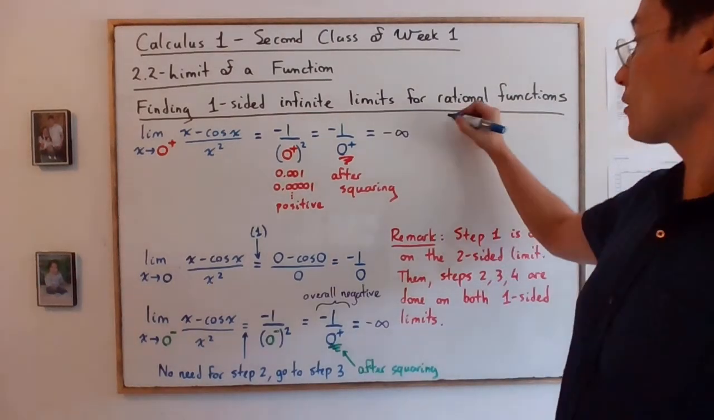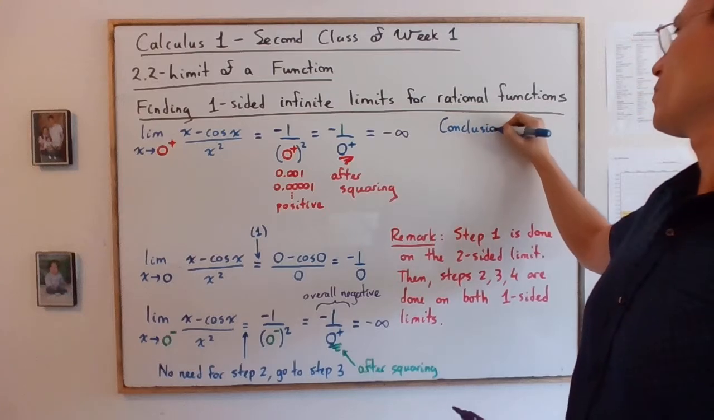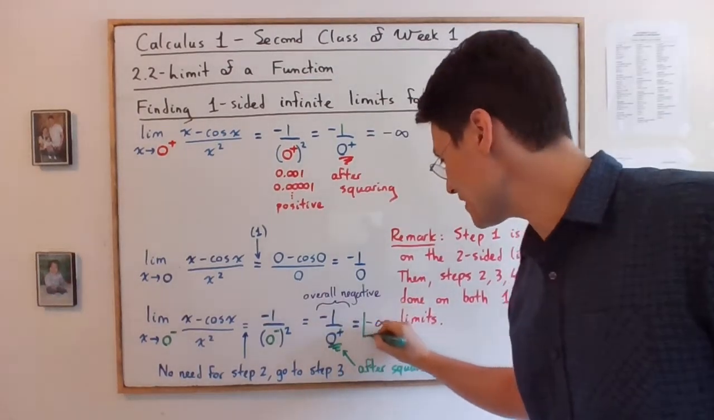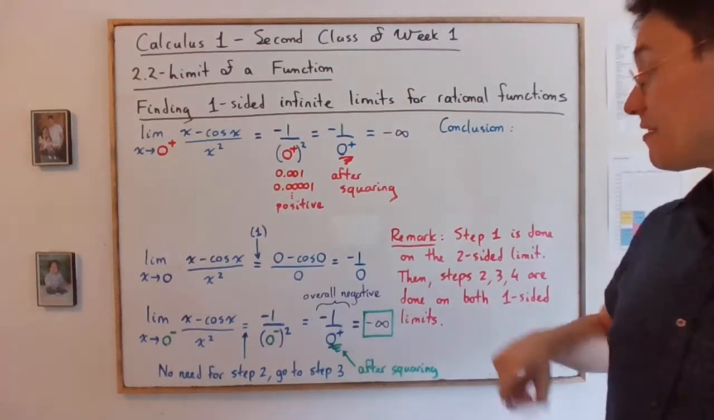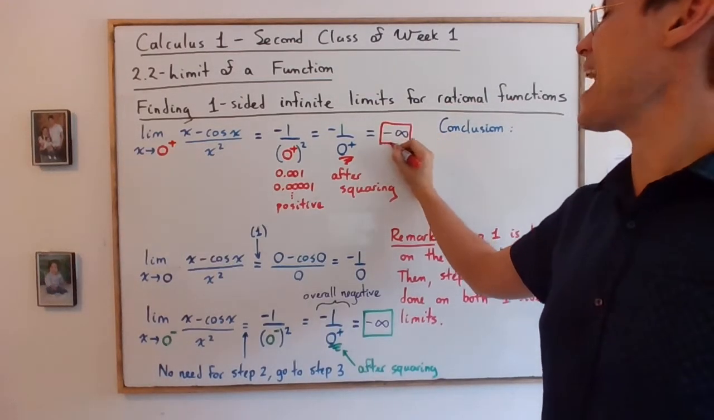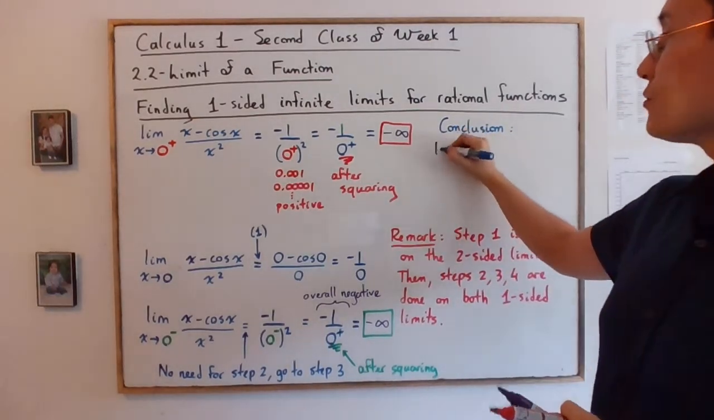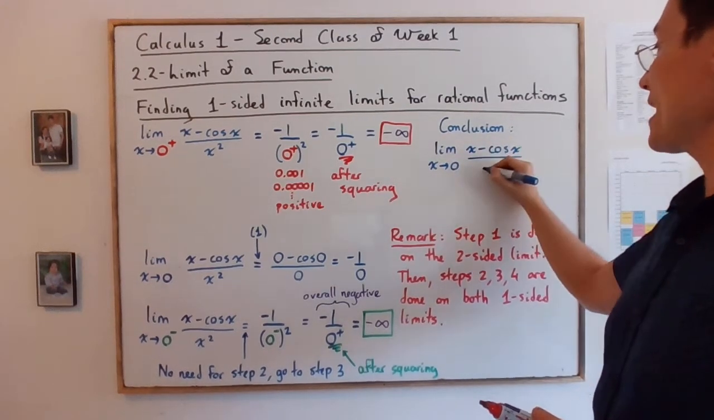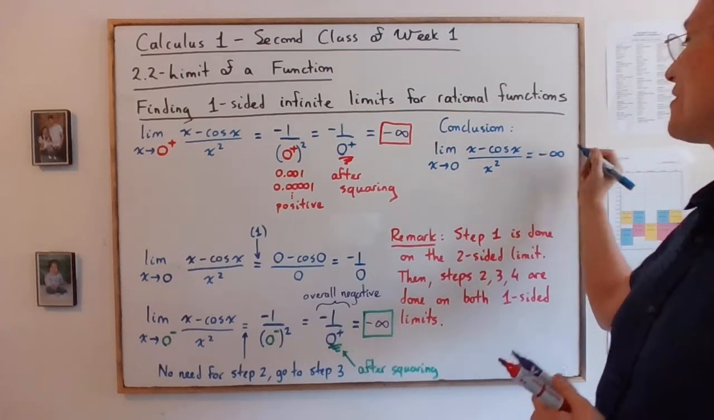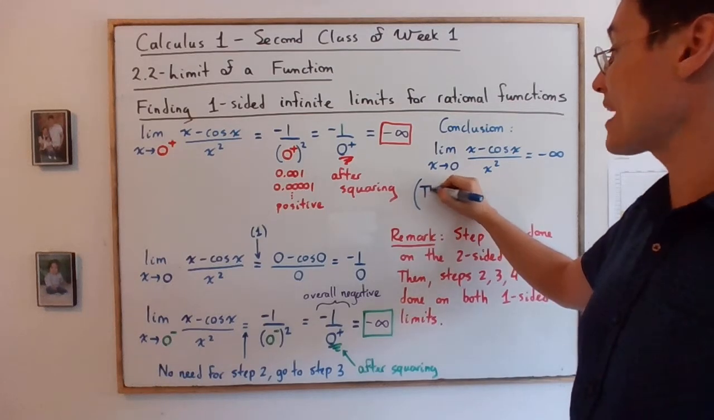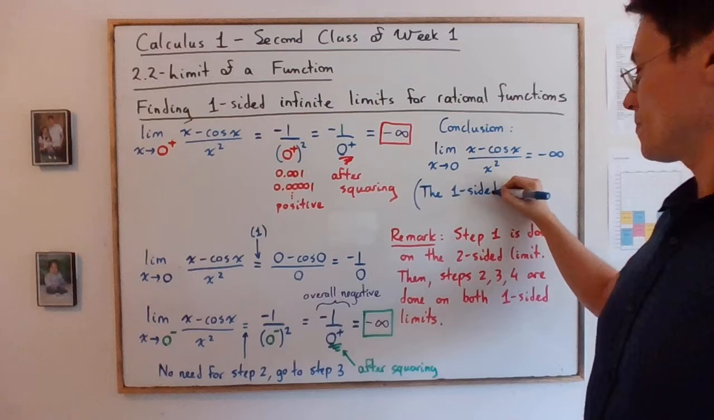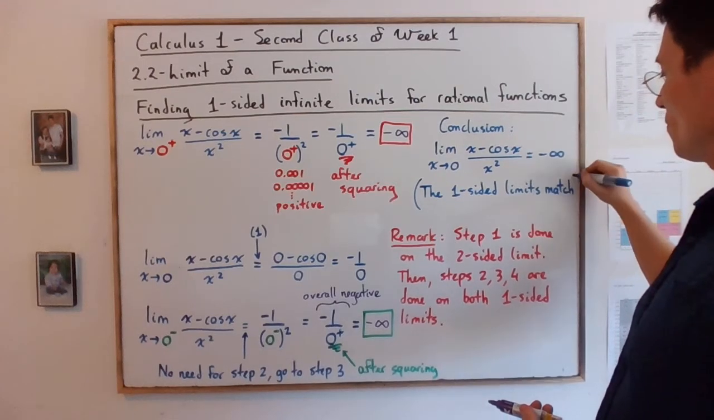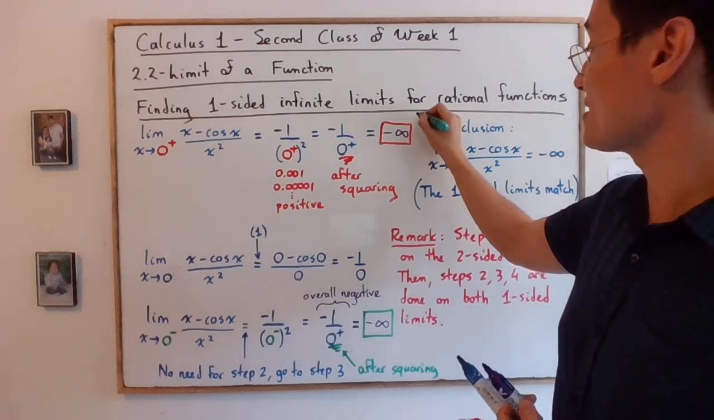So let's write the conclusion. Now have a look. The limit from below is equal to negative infinity, and the limit from above is equal to negative infinity as well. So as a conclusion, the limit as x is approaching 0 of x minus cosine of x over x squared is equal to negative infinity. And the reason is because the one-sided limits match. And this is the final answer to the problem.